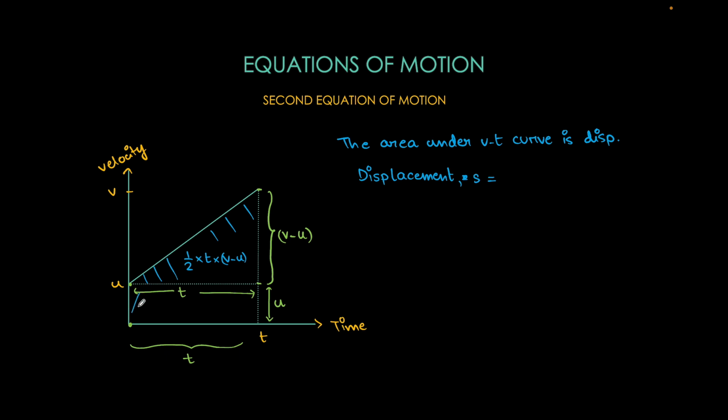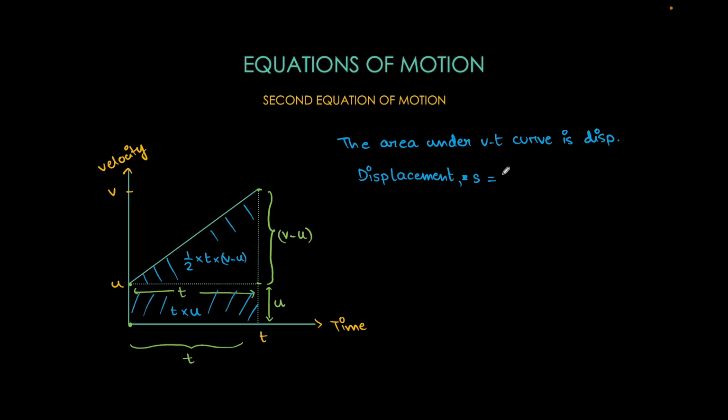Next, we need to find the area of this rectangle, right? The area of this rectangle is what? Length into breadth. So what is the length here? T. And what is the breadth here? U. So we have found out the area of this triangle and this rectangle. Now we need to find the total area. So what do we do? We add it up simply.